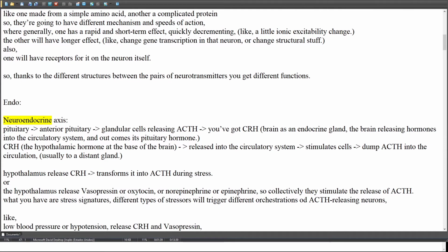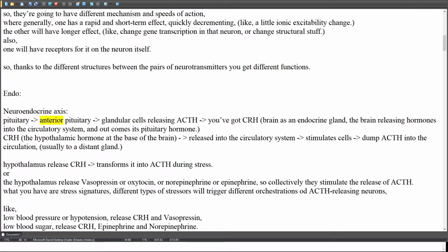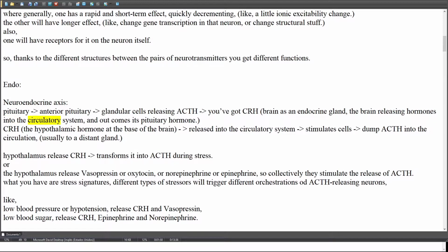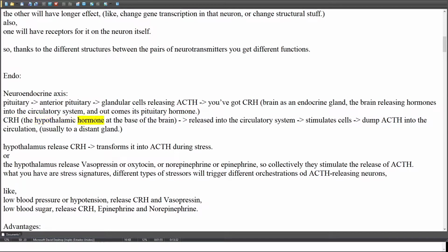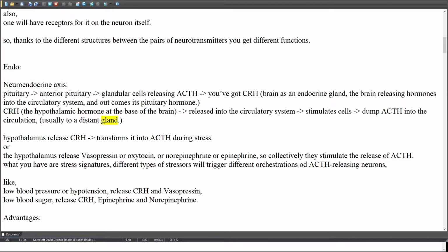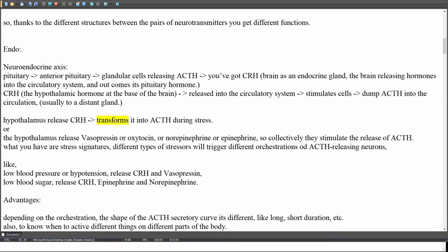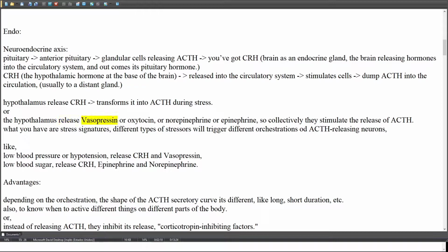Endo. Neuroendocrine axis. Anterior pituitary glandular cells releasing ACTH: you've got CRH, the brain as an endocrine gland, the brain releasing hormones into the circulatory system, and out comes its pituitary hormone. CRH, the hypothalamic hormone at the base of the brain, released into the circulatory system, stimulates cells to dump ACTH into the circulation, usually to a distant gland. The hypothalamus releases CRH, which transforms into ACTH during stress. Or the hypothalamus releases vasopressin or oxytocin or norepinephrine or epinephrine, and collectively they stimulate the release of ACTH.